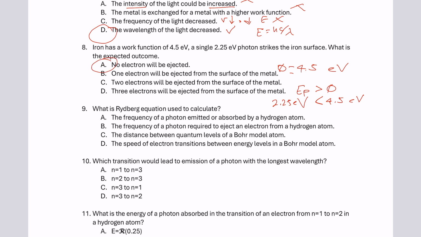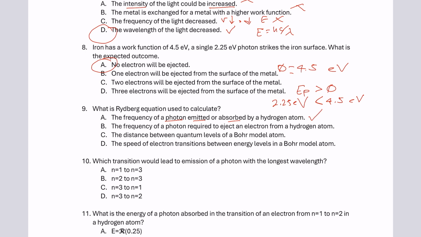Problem 9 says, what is the Rydberg equation used to calculate? This equation allows us to determine the frequency of light emitted or absorbed when an electron transitions between energy levels in a hydrogen atom. Keeping that in mind, let's work through the options. A says the frequency of a photon emitted or absorbed by a hydrogen atom. This is correct because the Rydberg equation directly calculates the frequency of radiation associated with electron transitions in hydrogen.